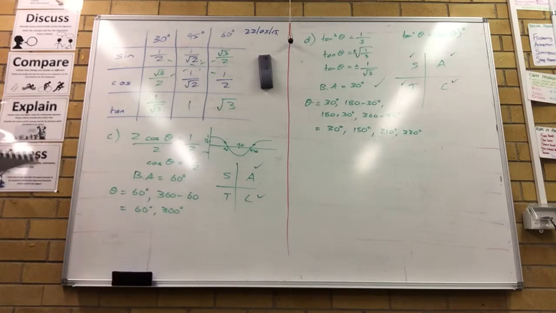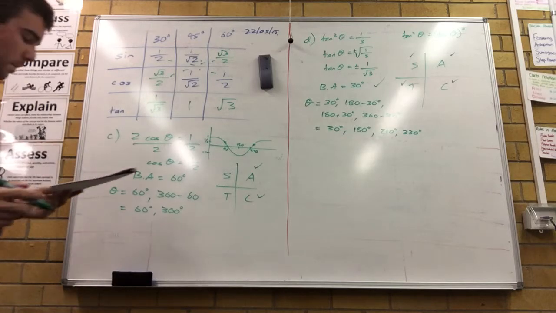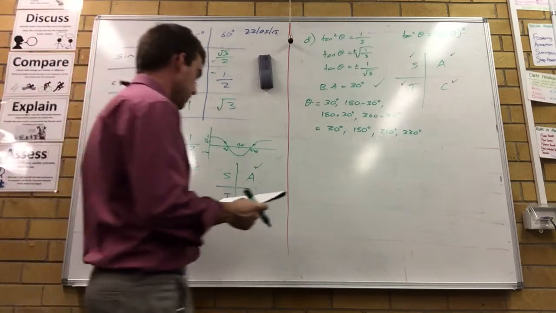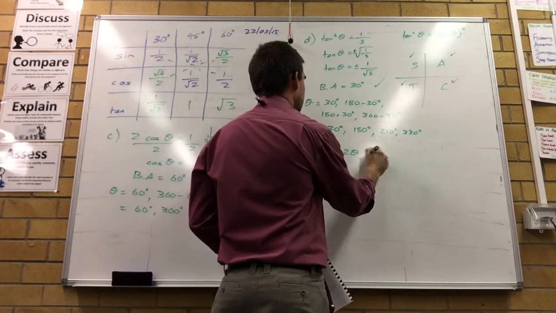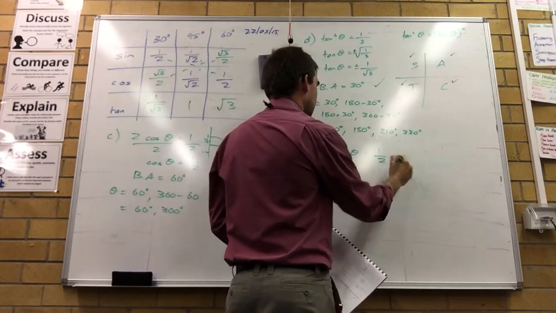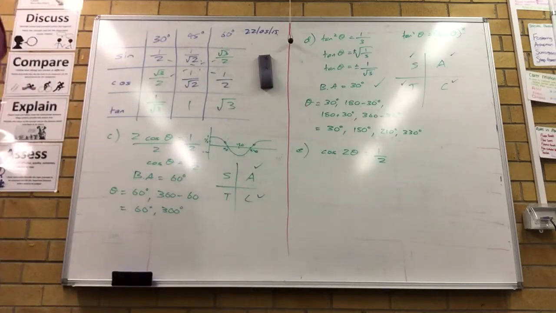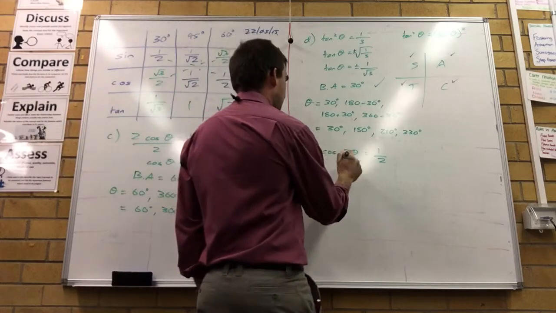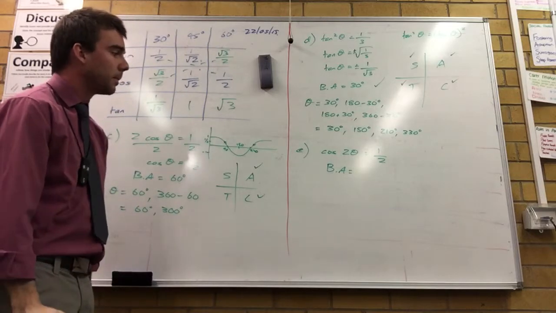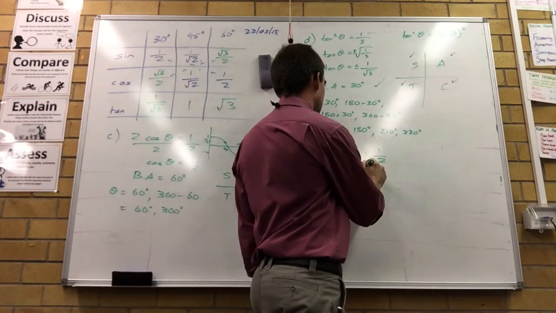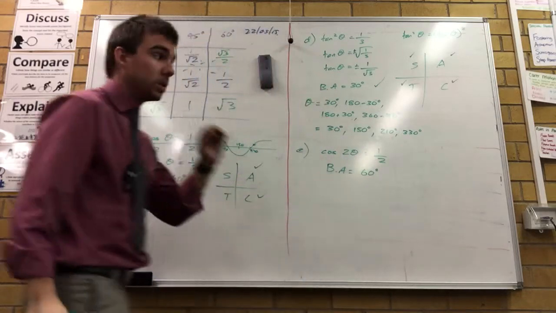Alright, question E. Cos of 2 theta, which is a half. Something again slightly different. So I've just got cos of an angle on the left hand side. So I need to go to the basic angle. What cos of what angle equals a half? Cos of 60 gives you the basic angle.